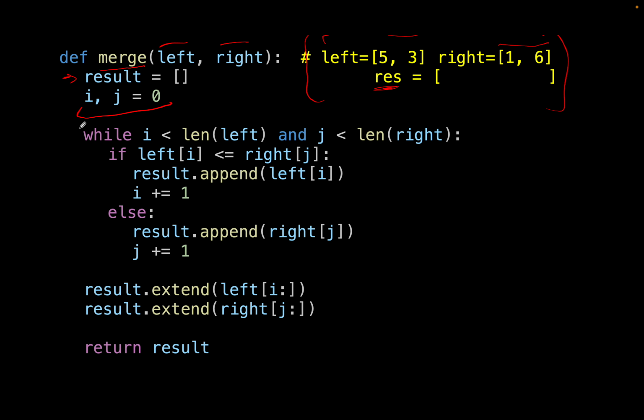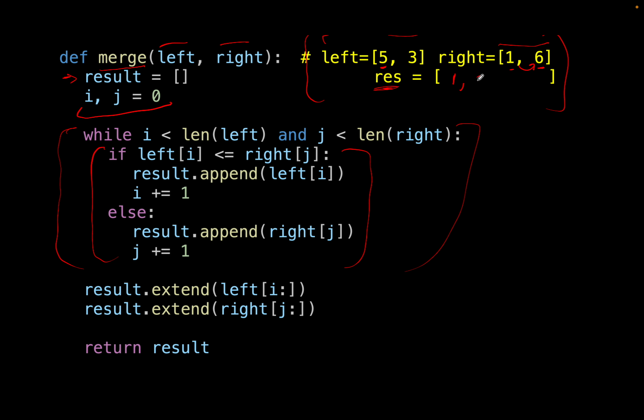And we have this while loop, and the condition to terminate this while loop is when we reach the end of either the left array or the right array. And we have these if else conditions which state that we will compare the element in left with the element in right, and whichever element is smaller we will append that to the resulting array. And since we appended from right, we'll move j rightwards.